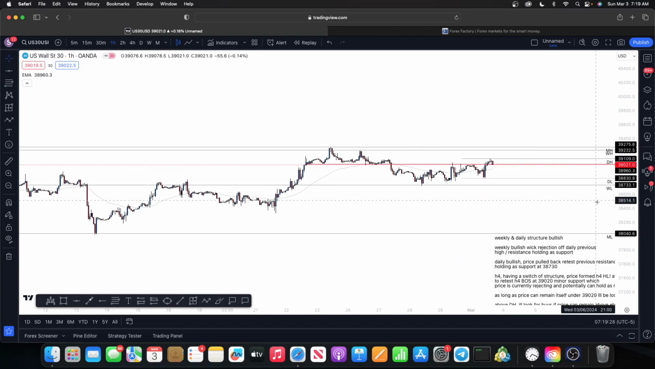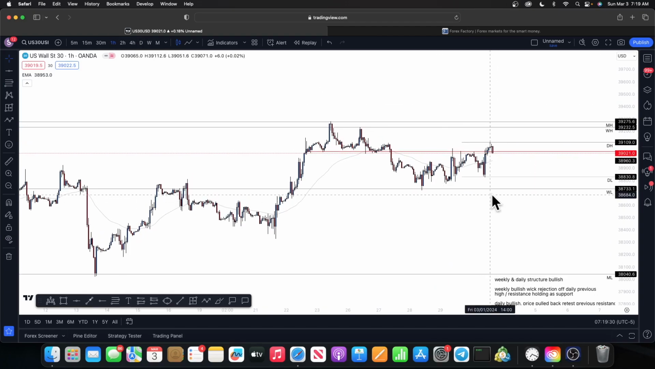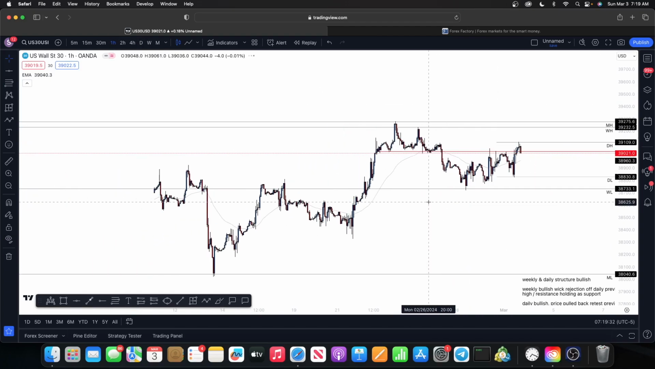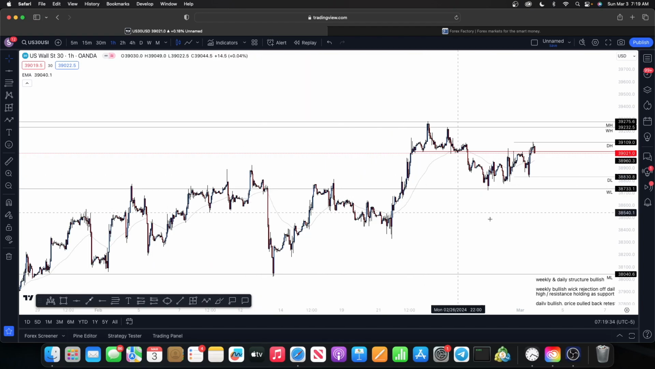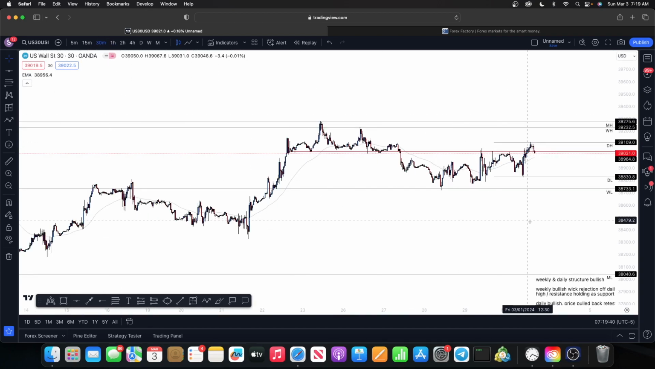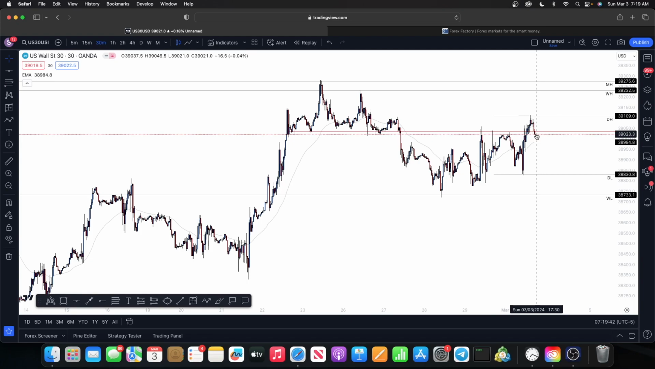But that's only if price can manage to break under the weekly lows, which currently we are seeing rejection of the zones, right? This was the previous weekly high that price is currently holding as support that caused this bullish movement into the upside.